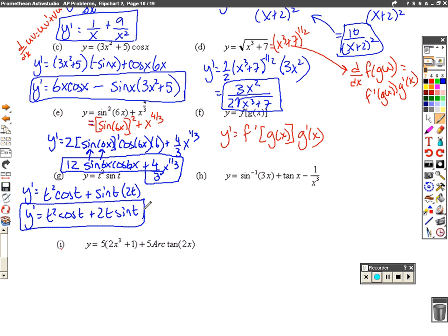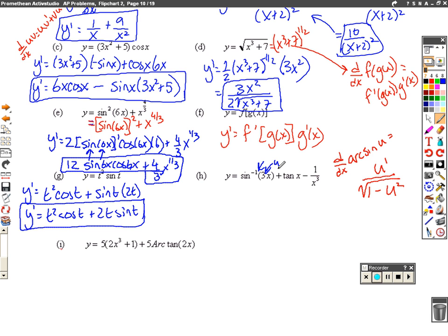All right, H. This is an arc sine. That -1 doesn't mean 1 over, it means the arc sine. We had a rule that said d dx of the arc sine of u is equal to u prime over the square root of 1 minus u squared. So we're going to go ahead and do that. Arc sine of, here's our u. This is u right here.